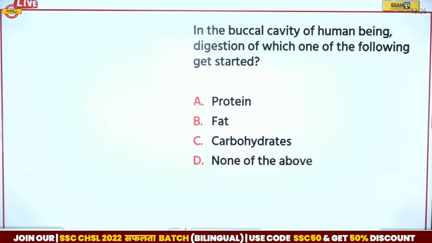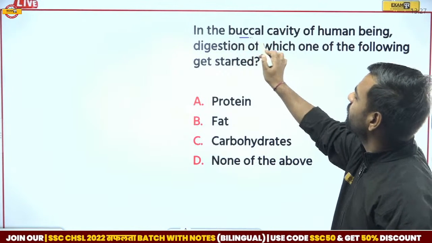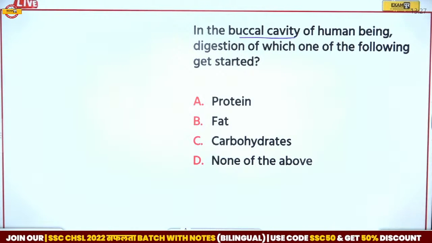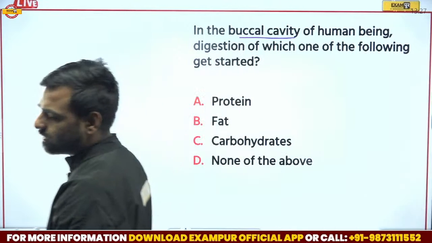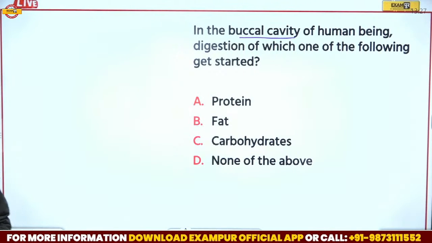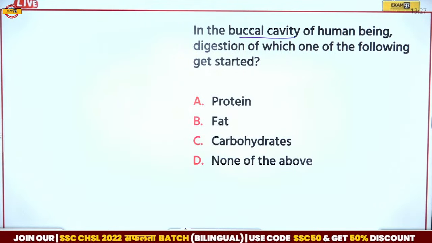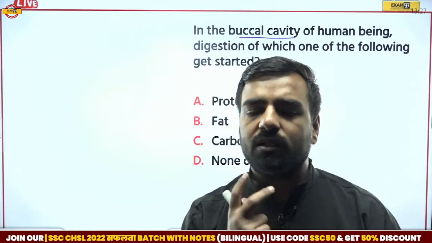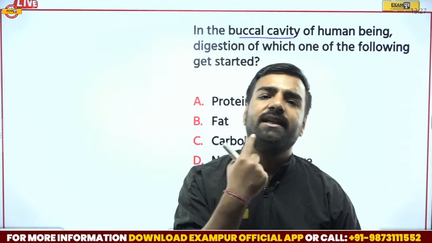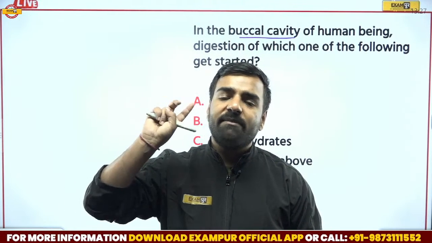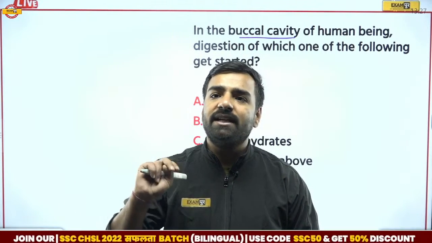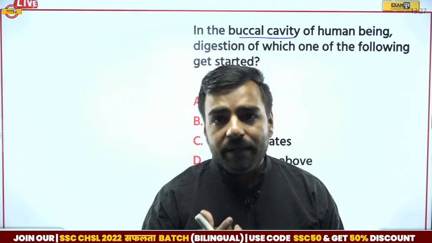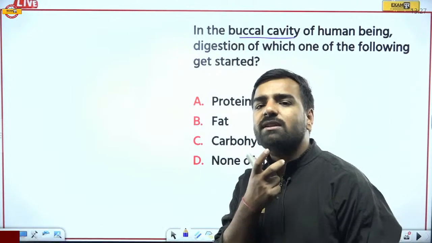Next here, in the buccal cavity of the human being, digestion of which of the following gets started? In the buccal cavity, digestion of what actually gets started? So let's see who can answer this. Answer please. Now if you're not aware of the buccal cavity, I'll tell you what it is. Buccal cavity, that is, we are talking about the mouth. When we are talking about the mouth, this means we'll cover all those things which are there here. It may be tongue, teeth, salivary glands. What all things are present here? Please remember, that part is known as the buccal cavity.